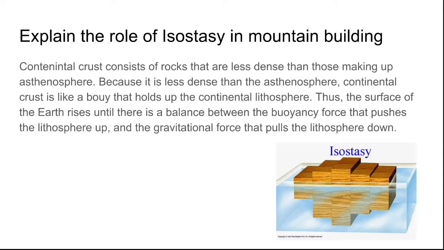Continental crust consists of rocks that are less dense than those making up the asthenosphere. Because it is less dense than the asthenosphere, continental crust is like a buoy that holds up the continental lithosphere. Thus, the surface of the Earth rises until there is a balance between the buoyancy force that pushes the lithosphere up and the gravitational force that pulls the lithosphere down.